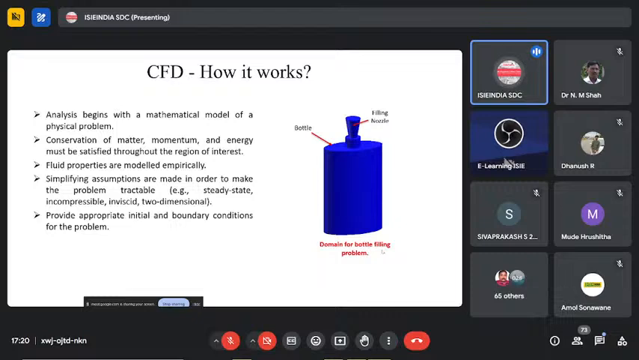So these are the steps for how we should start any CFD problem. The mathematical model is one of the initial steps. In an upcoming slide, I will explain the basic steps that we need to follow to solve a CFD problem. But at present, the mathematical model is the initial step we should consider.